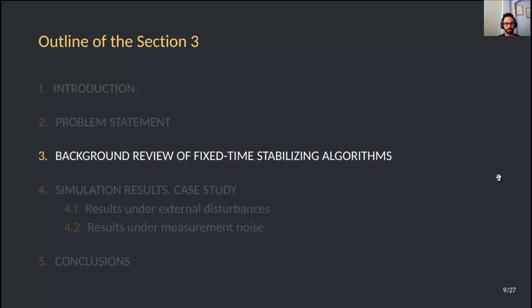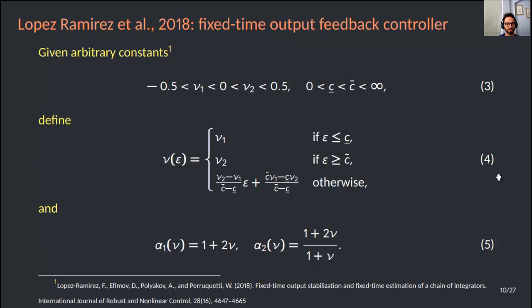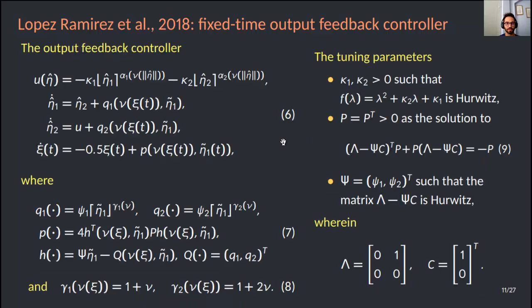To solve the problem previously mentioned, we review in this section 3 different fixed time stabilizing algorithms. The first one is the algorithm by Lopez Ramirez in 2018. This controller is defined with these parameters in 3, 4, 5. Once you select these parameters accordingly, you can introduce the output feedback controller presented here in 6, which is composed of the state feedback fed by the observer states, and this observer state also comes accompanied with this filter.